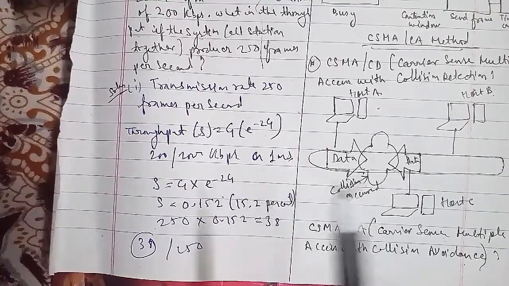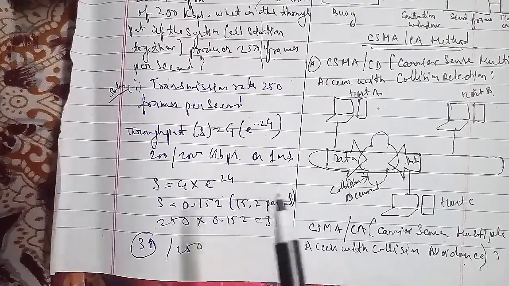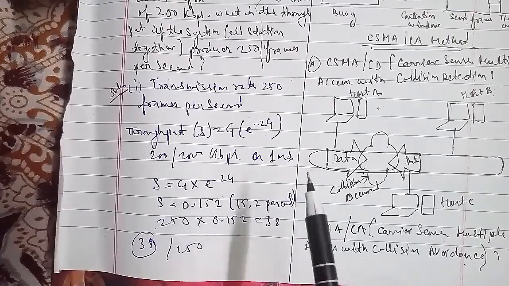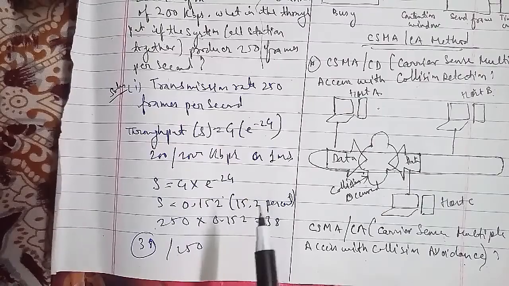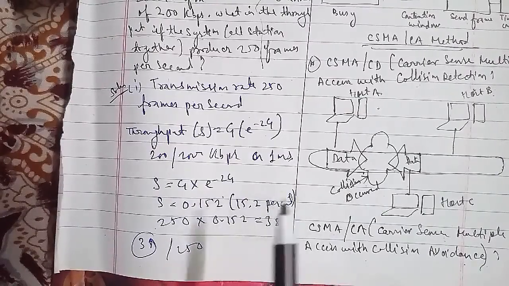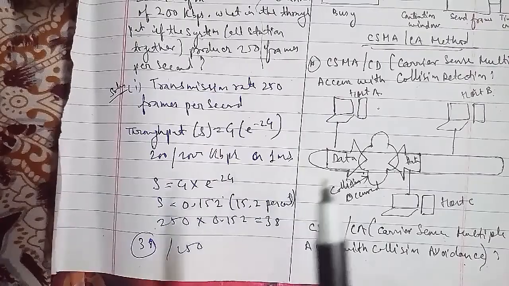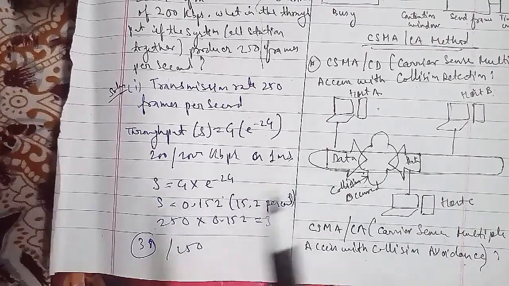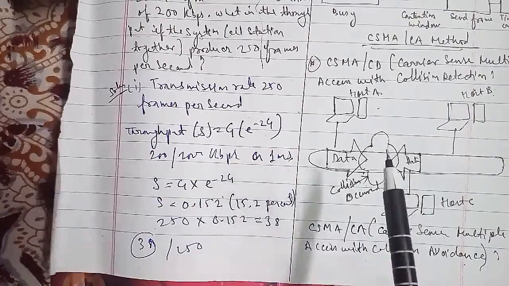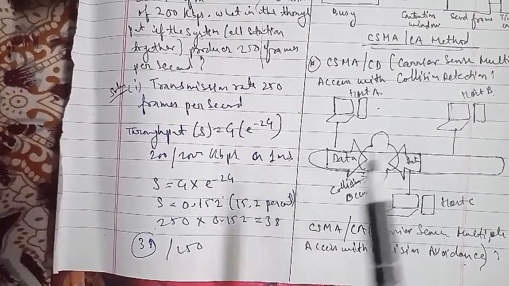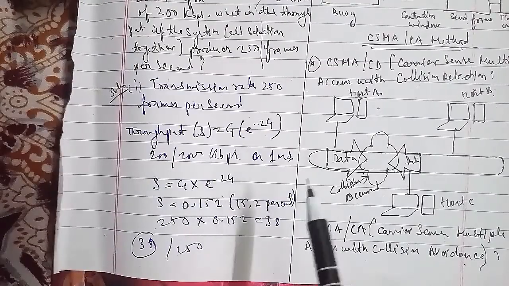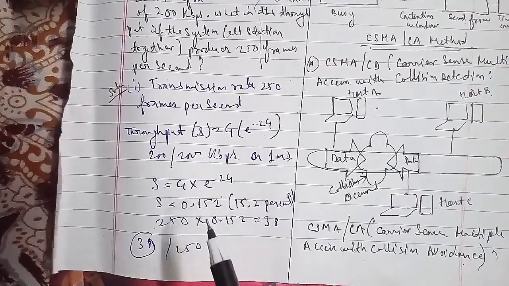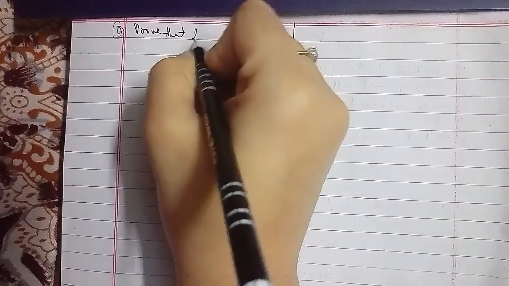Prove that for a slotted Aloha system, the maximum throughput happens at G equals 1, where G is the number of attempts per packet time.